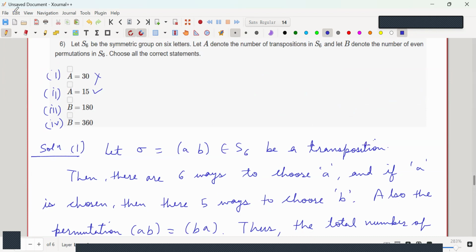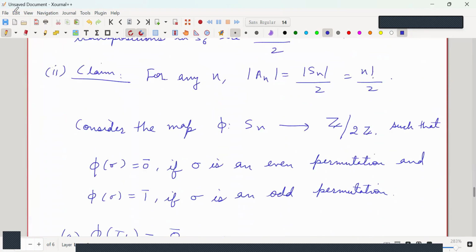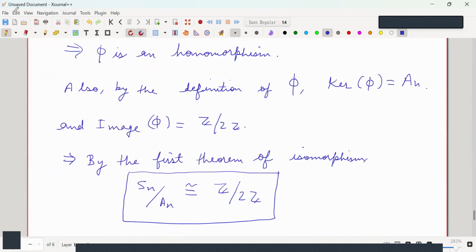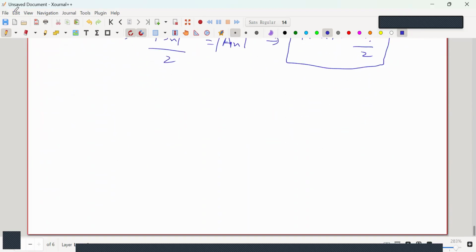So now you know that in the case of S6, n factorial is 720, and thus 360 comes as the correct option and 180 is wrong. Okay. I think that finishes the assignment. We still have some time, so maybe we can discuss some practice problems.